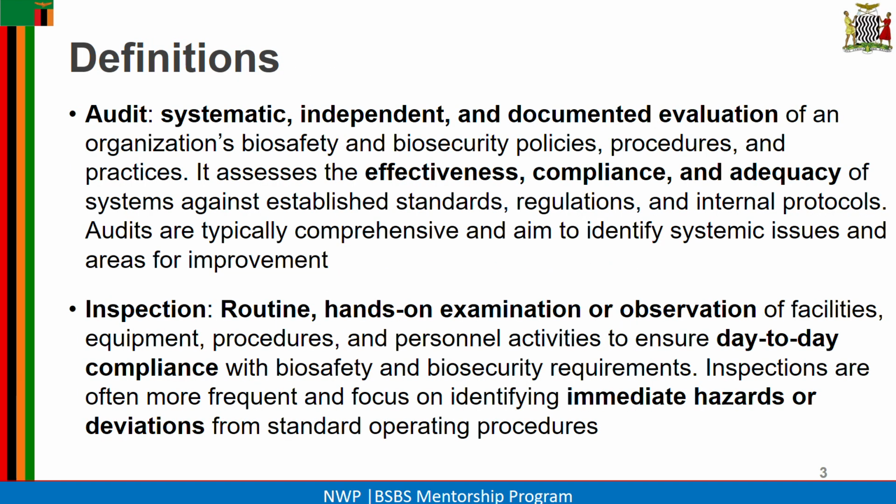So let's look at some definitions. I know the definitions look a bit wordy, but it's for a purpose, because we want to define what an audit is and what an inspection is in a little bit more detail. So what is an audit? An audit is a systematic, independent and documented evaluation of an organization's biosafety and biosecurity policies, procedures, and practices.